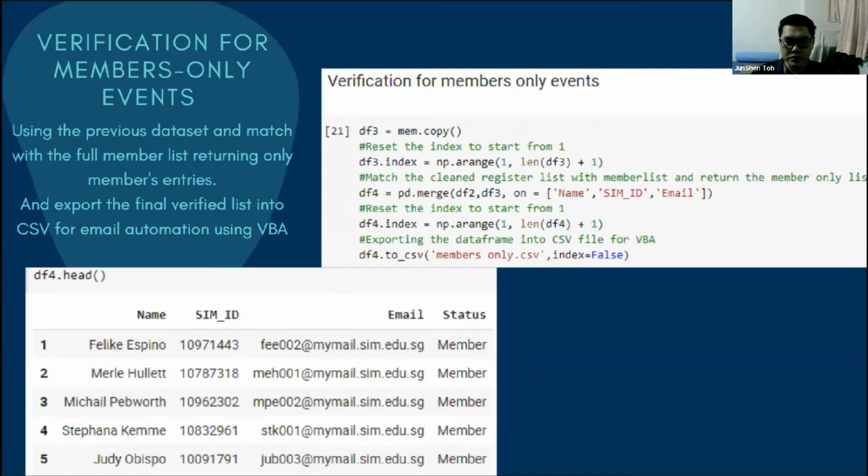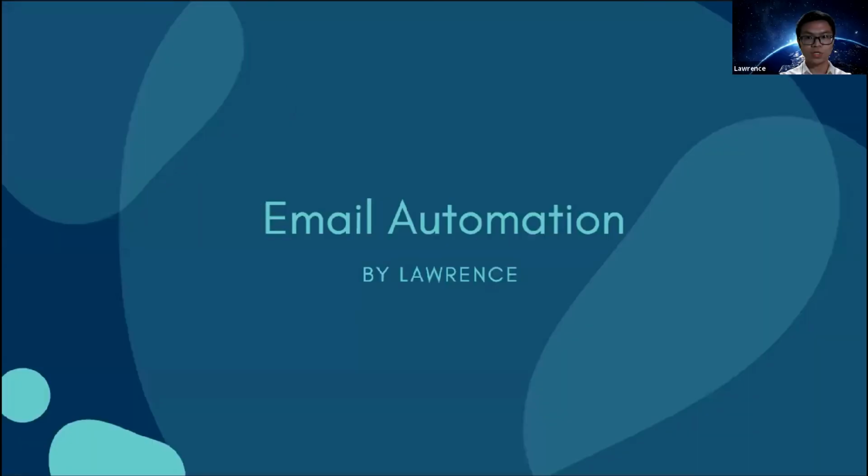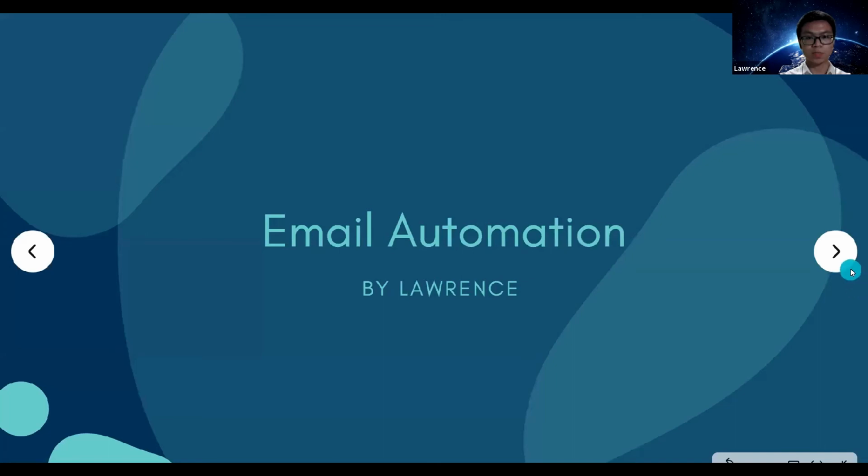So I shall pass over to Lawrence to show you the email automation. Thank you, Junshen. Hello, everyone. As you all know, DAC will send a confirmation email to participants after verification. From Junshen's CSV file, I'll be showing you the automation of sending out the confirmation email. I'll be using VBA to do this.